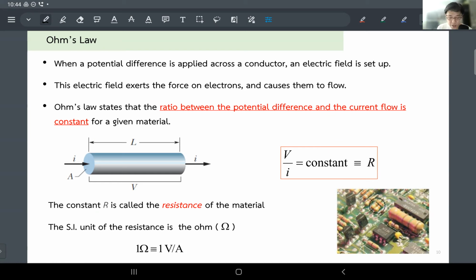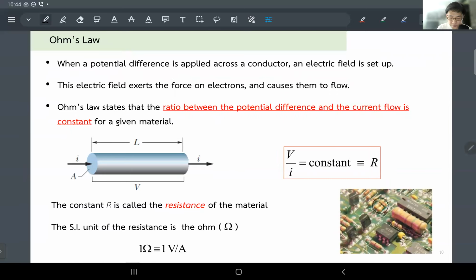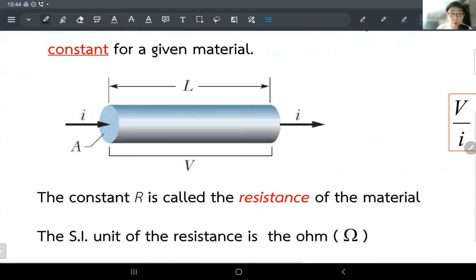So that's why usually if you look at this one, you have a conductor. It could be like a wire. And if you would like to have a current flow like this, the current flows, and if you want to have it move from left to right, you're going to have to introduce the potential difference.